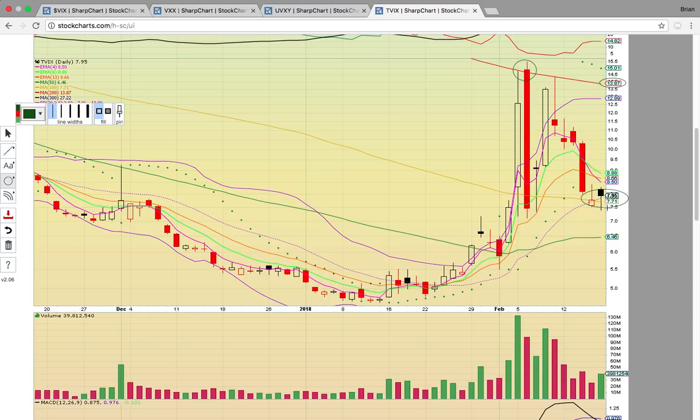So if it drops below 7.71 and closes below those levels, that's going to be a red flag, and then you don't want to be long. You want to be on the sidelines because it could drop down to that 50-day simple moving average at 6.46, or you want to be short.